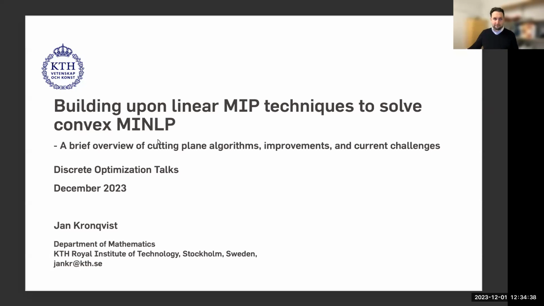Perfect. All right. I'm very happy to introduce our second speaker for the last session of this semester, Jan Kronqvist. Jan is assistant professor in the Department of Mathematics at KTH, or the Institute of Technology in Sweden, and he has been there since 2021. Before that, he was a Newton International postdoc fellow at Imperial College London in the Department of Computing, and he did his PhD at Abo Academy University in Finland before that, where he has received the best PhD thesis in the Faculty of Science and Engineering.